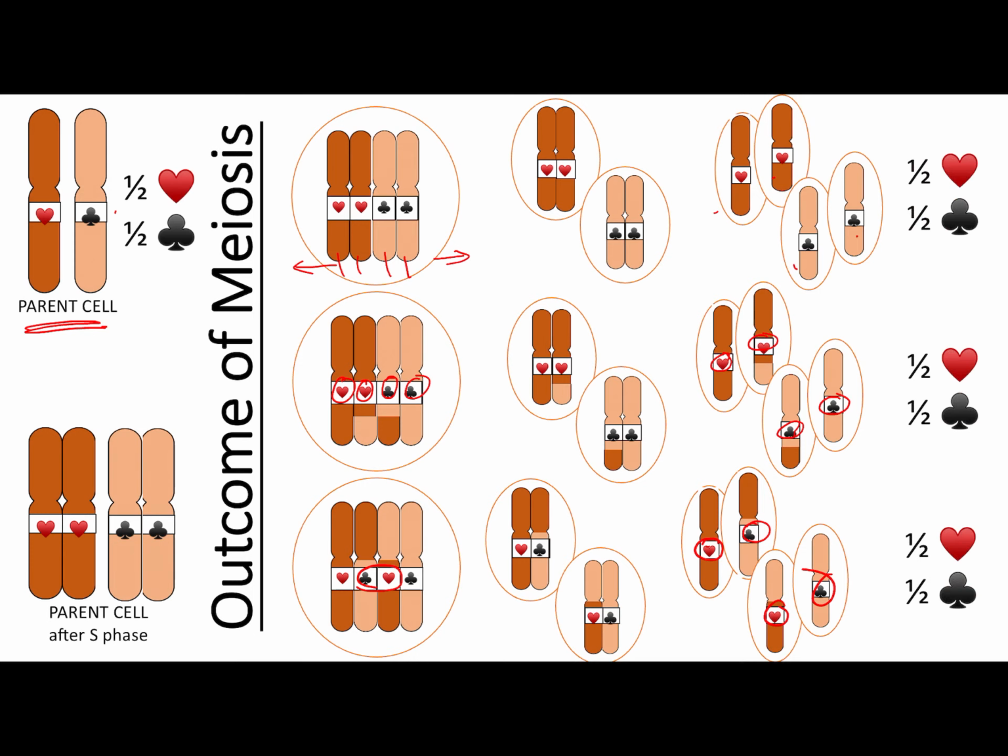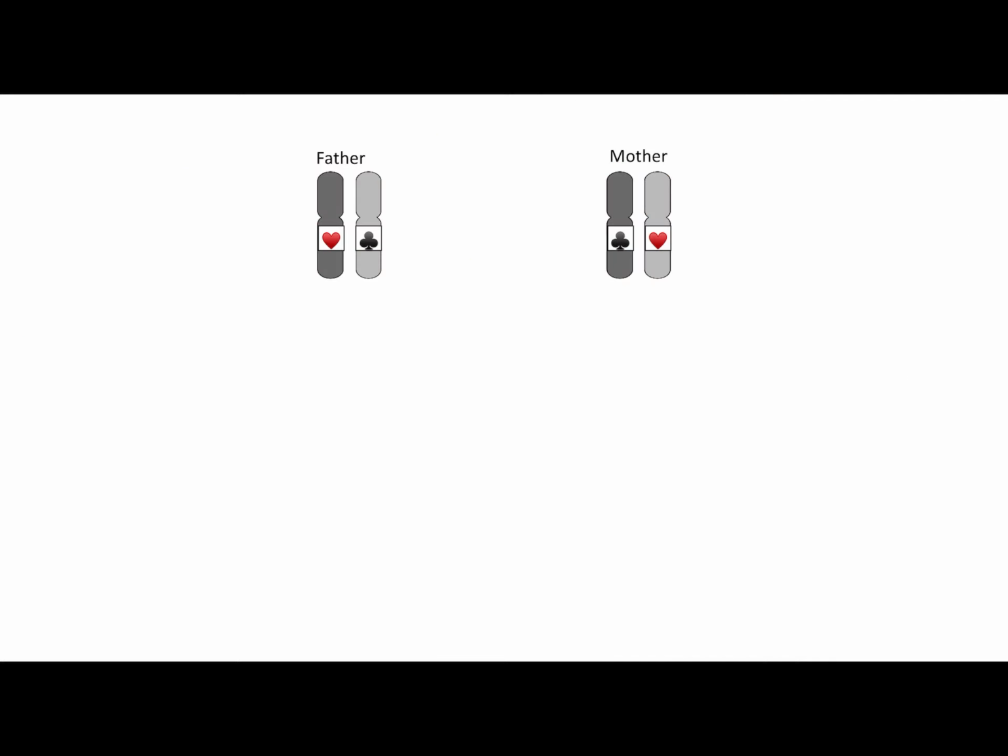So regardless of what happens, if you start with one of each allele, that is, one of 2 different versions of the gene, then at the end of it, half of your gametes will contain the one version of the gene and half will contain the other version of the gene, or the other allele. Okay? So why does this matter?